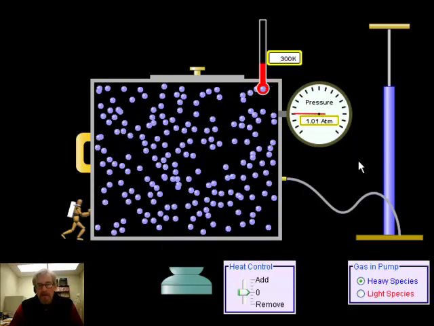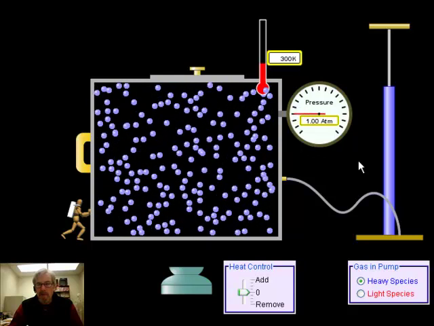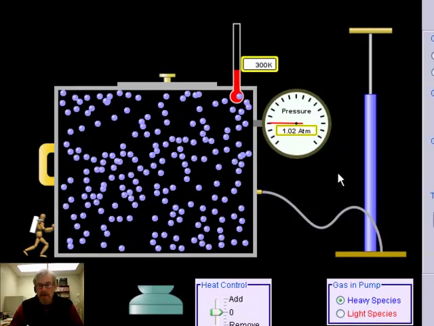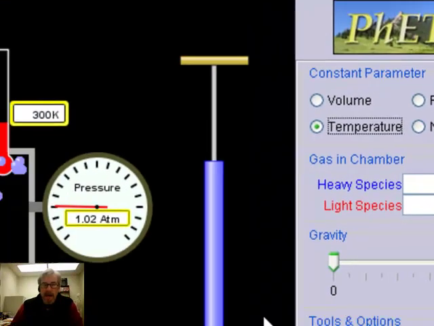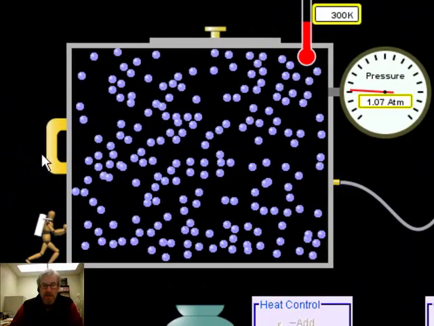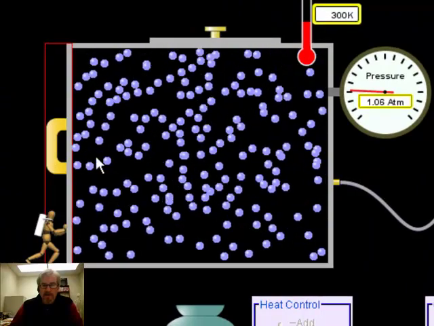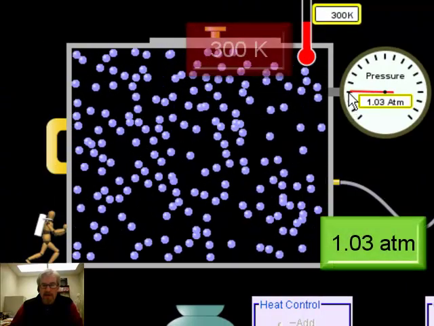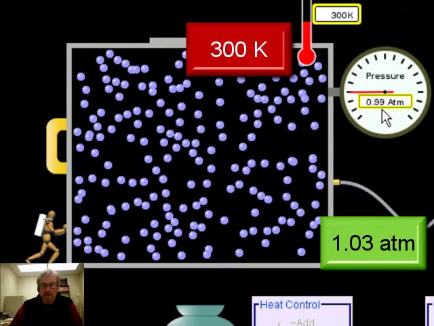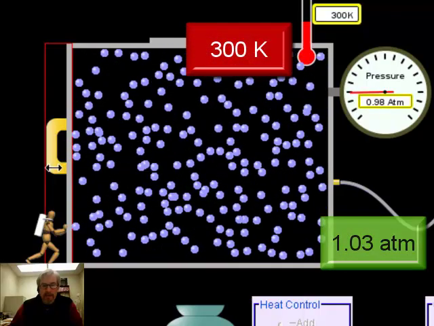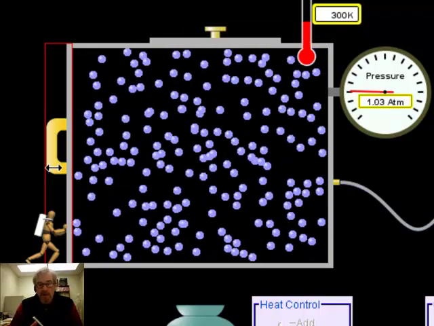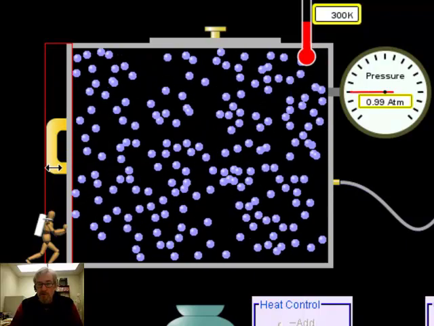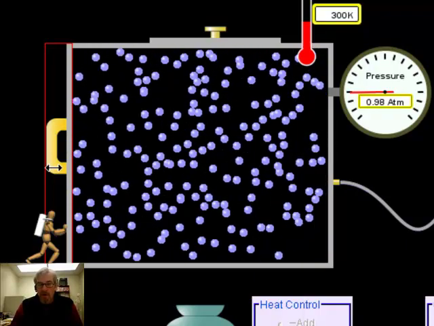Now let's think about Boyle's law. Boyle's law requires that the temperature remain constant. So up here in this corner I have a little clicker that I can click so the temperature stays the same. Then I'm going to adjust the volume and see what happens to the pressure. Now look at where the pressure gauge is right now. It says 1.0, just about 1 atmosphere. I'm going to take my little guy and make the volume smaller. Boyle's law would say that the pressure should go up if I make the volume smaller. Let's see if that actually happens.